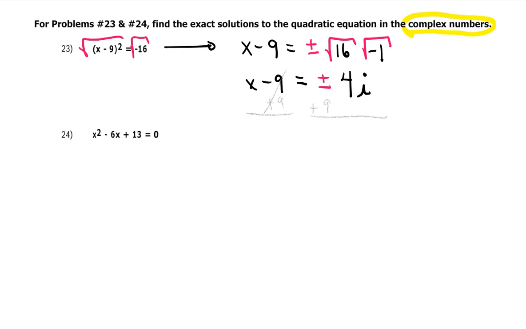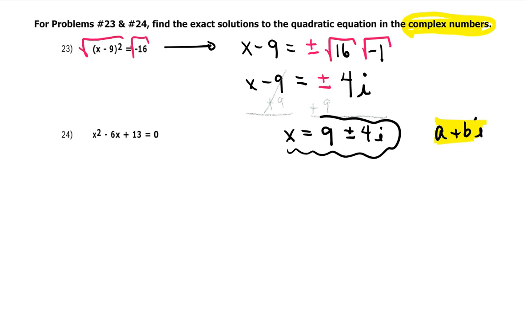9 is a real number. 4i is imaginary, so you cannot combine them. You're going to put that positive 9 first, and then the plus or minus 4i second. That puts it in what they call the a plus bi form, which is the way complex numbers look. They always look like that. So that's your answer. x equals 9 plus or minus 4i.